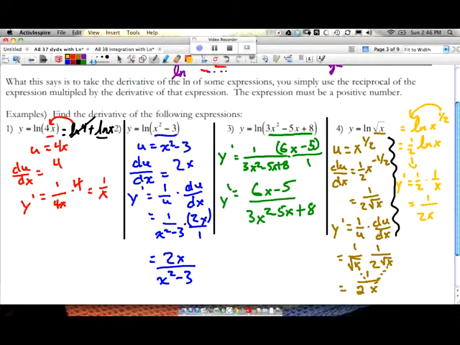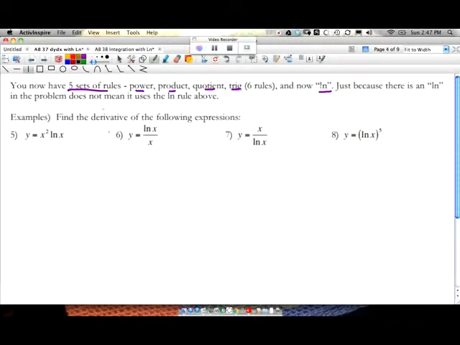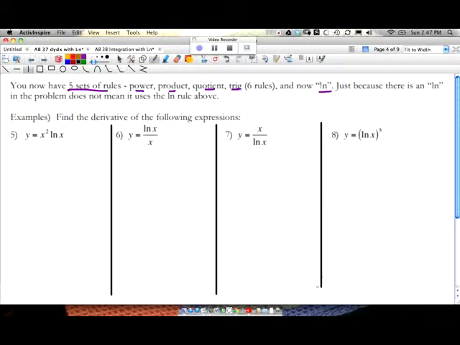Okay, let's, of course, increase the complexity here. We're going to do some combo plays. So we got 5 sets of rules: power, product, quotient, trig, and natural log. Okay, so let's just work our way through this one step at a time, but I want to plan for each one. Here, let's give ourselves some vertical bars. Begin to work around. Organize this work. Alright, there we go.